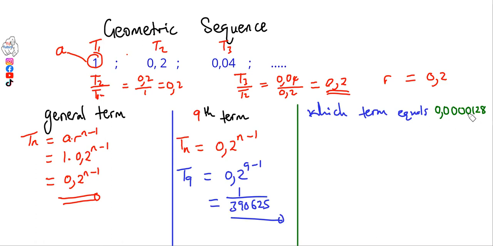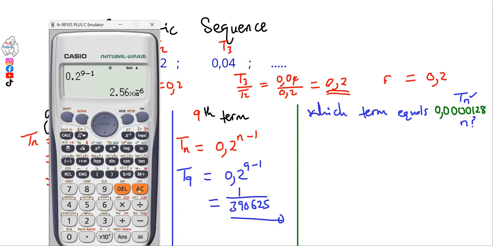Now, which term equals 0.0000128? We can see that we have 4 zeros here, then 128. What is given to us is Tn, and what we are looking for is n. So we're going to punch this in the calculator. Whenever you're given a decimal, try to punch it in your calculator and see what you get. If you get a fraction, that will be the best. Let's punch it and see. It's a fraction: 1 over 78125.